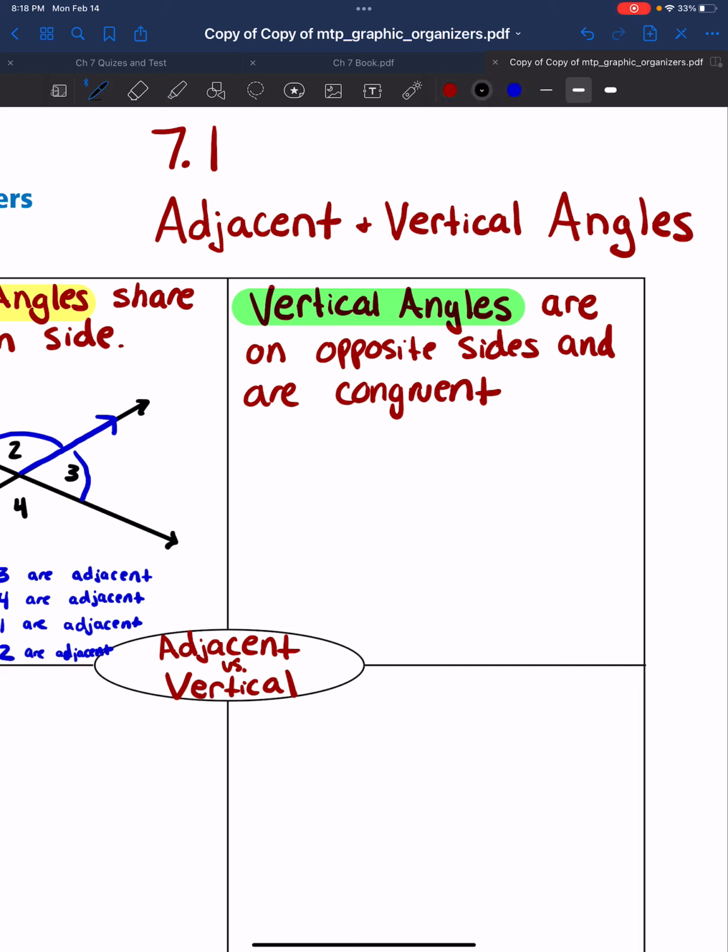And I want you guys to go ahead and draw me two intersecting lines again. And we are going to number them 1, 2, 3, and 4. This time I'm going to show that 2 and 4, those two angles are vertical angles. They are directly across from one another, and that means they're also congruent. And then 1 and 3 are directly across from one another, which means they are congruent.